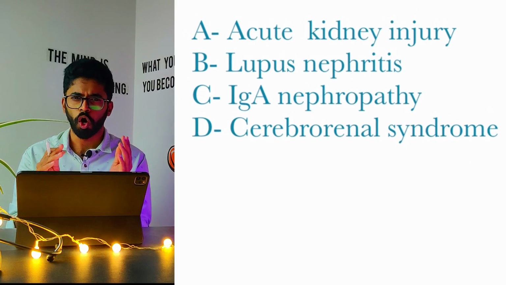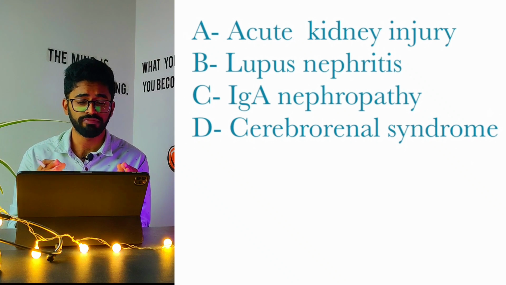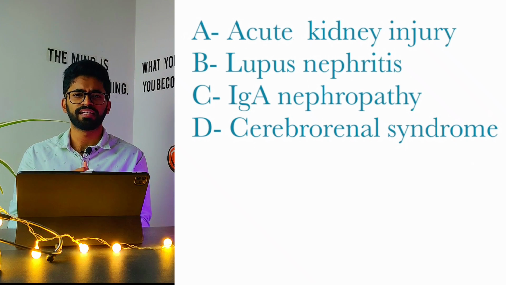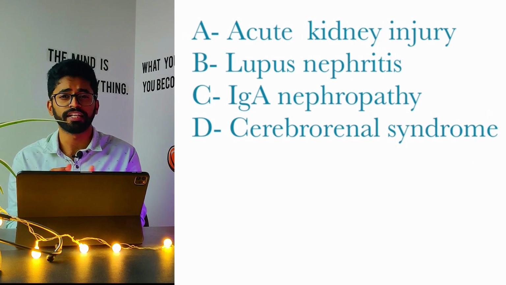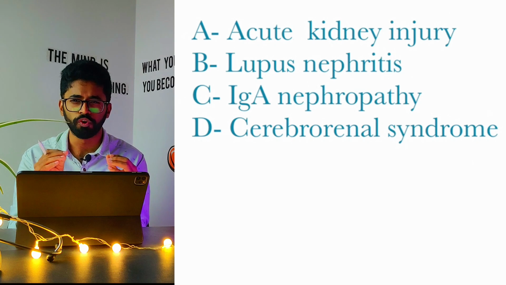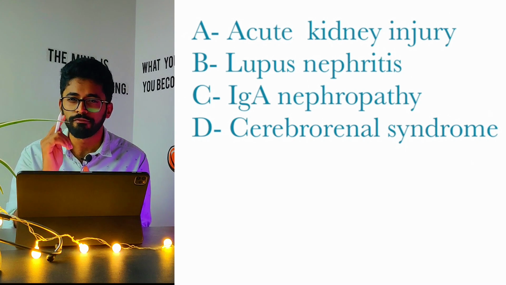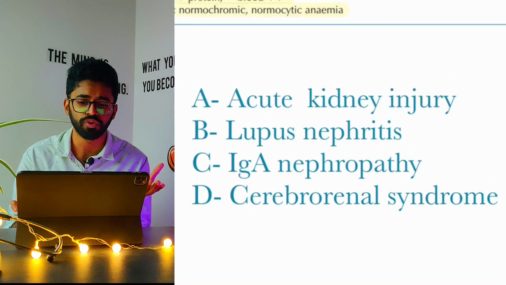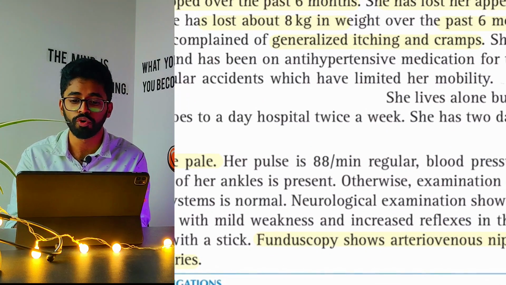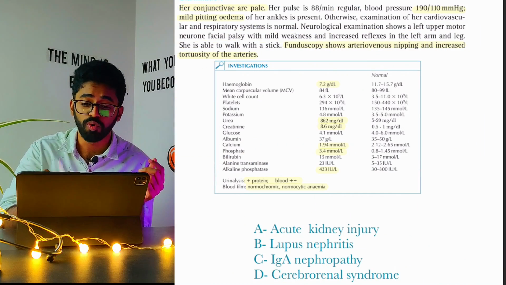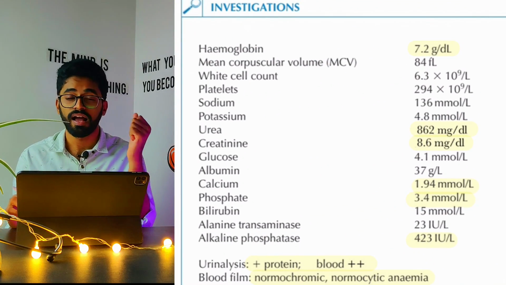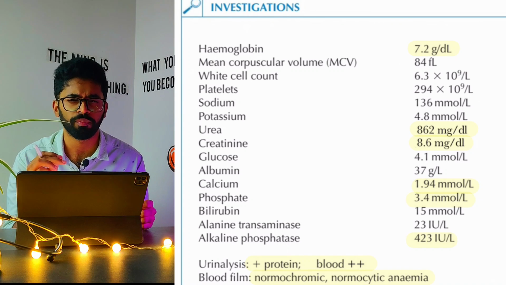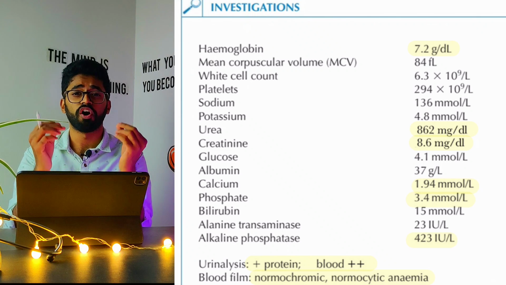Now look into the options. The options were acute kidney injury, lupus nephritis, IgA nephropathy and cerebrorenal syndrome. They haven't given CKD directly, but now how can we see which option is fitting into the history and also investigations? Let's go by the exclude and decode method. First option, acute kidney injury. It can't be acute kidney injury because it's not an acute episode, because the patient has been suffering for 6 months and she's also having hemoglobin of 7.2 and she's having hypocalcemia, hypophosphatemia and in the blood film normocytic normochromic anemia. All these features are suggestive of CKD.